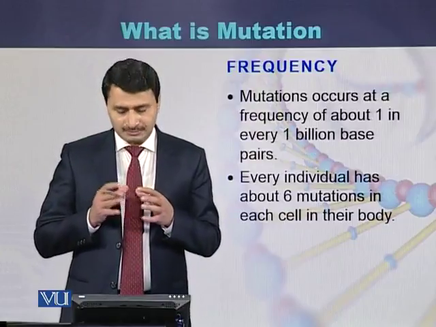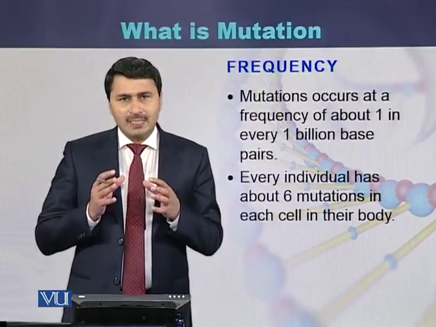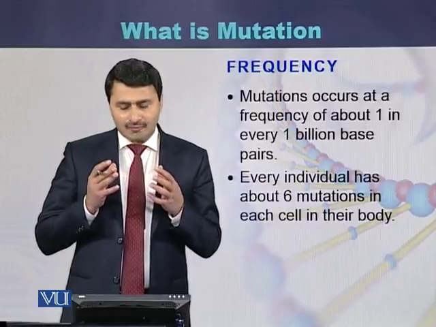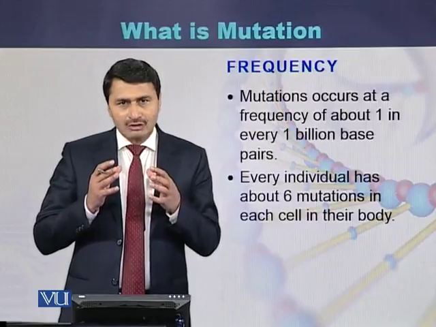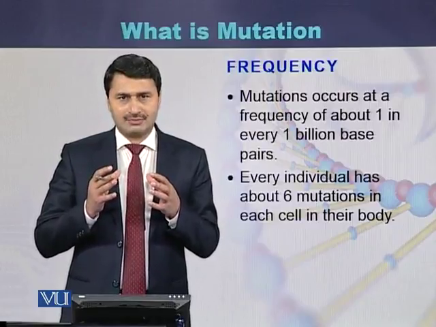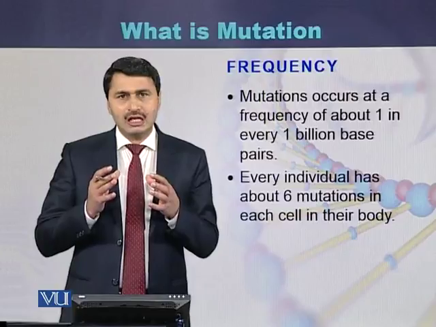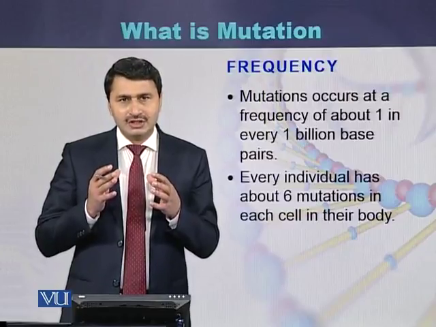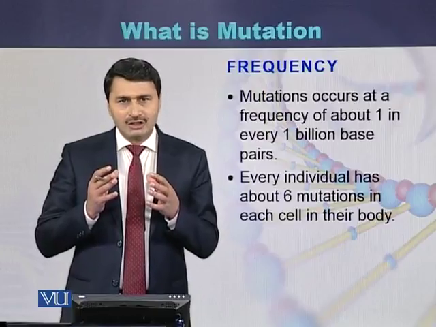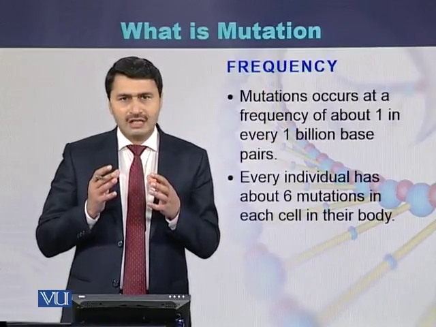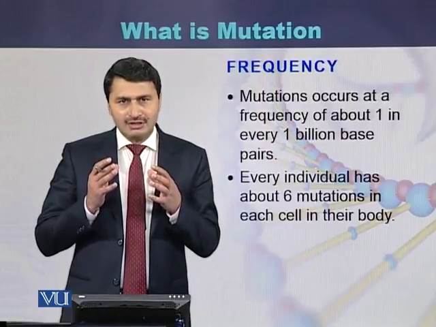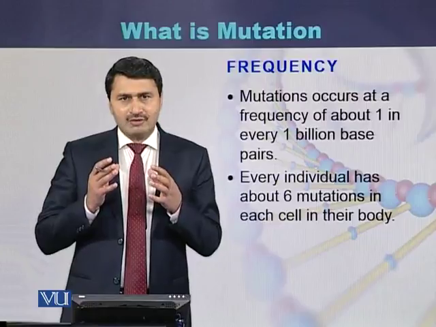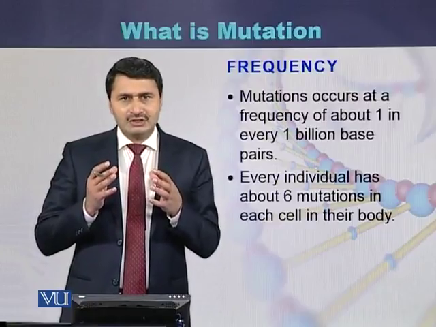Frequency of the mutation. Mutation occurs in every cell out of 1 billion bases which are present on the genome of the organism. Every individual has approximately 6 mutations in each of the cells of which the organism is made up. All those cells that make up the body of an individual, and in each cell there can be 6 mutations.